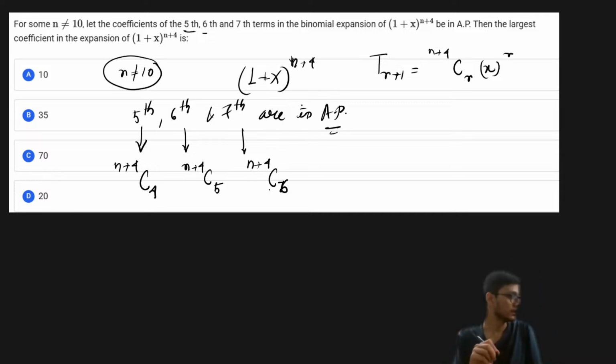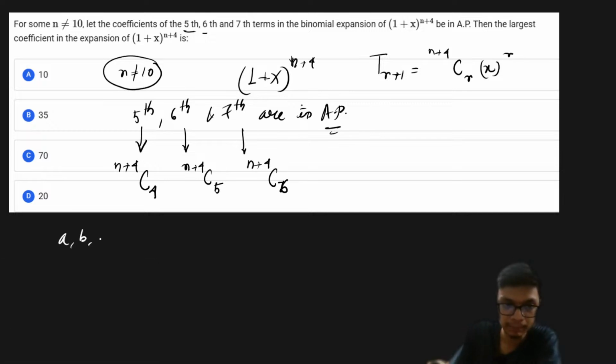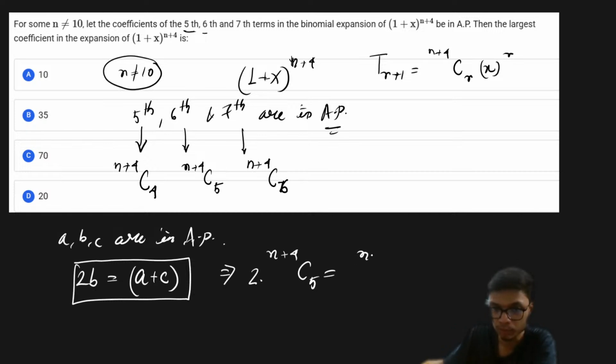Now these are said to be in AP. Whenever any three numbers, let us say A, B, C, are in AP or arithmetic progression, it follows the relation 2B = A + C. We are going to do the same thing here. Whenever any three numbers are in an AP, this holds true. So 2 times (n + 4)C5 is equal to (n + 4)C4 + (n + 4)C6.